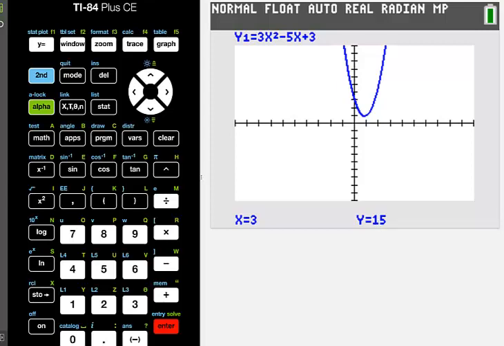Remember, if you don't know the vertex of your quadratic function, you have to go through that process that we just went through with the 3 points in order to find the equation in standard form.